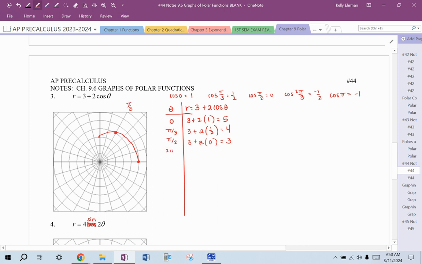So now we're going to put in 2 pi over 3. I like to tell myself where that angle is. And then we're going to do 3 plus 2 times cosine of 2 pi over 3, which was negative 1/2. So this is like 3 minus 1, which is 2. So face 2 pi over 3 and walk forward 2. So now you're down here. And then we're going to plug in pi. 3 plus 2 times cosine of pi is negative 1. 3 minus 2 is 1. Face pi and go forward 1. So still curving around here.